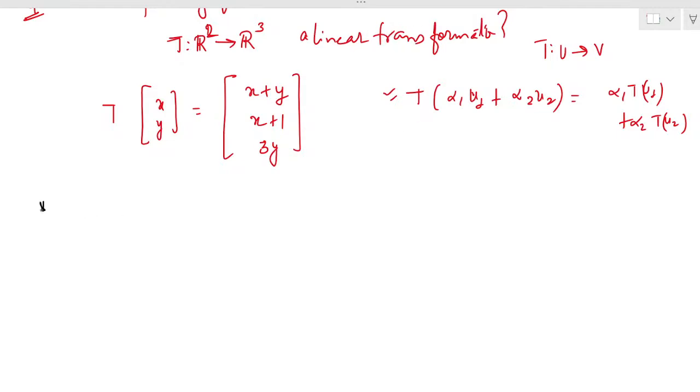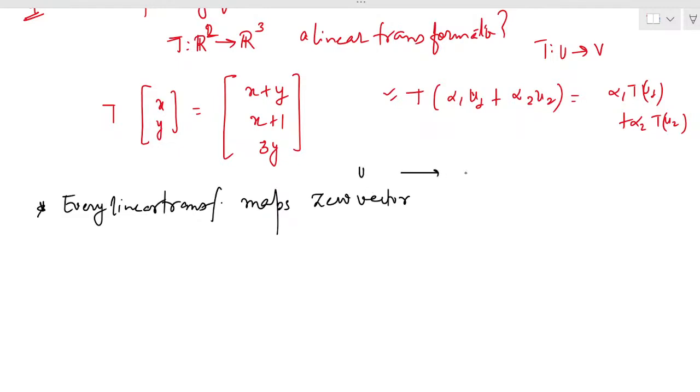As I told you, every linear transformation maps the zero vector to the zero vector. By zero vector I mean, please do remember, an additive identity in U to an additive identity in V. So what is an additive identity in V?